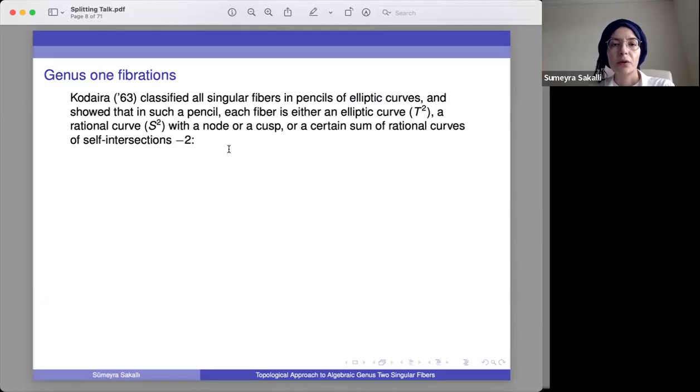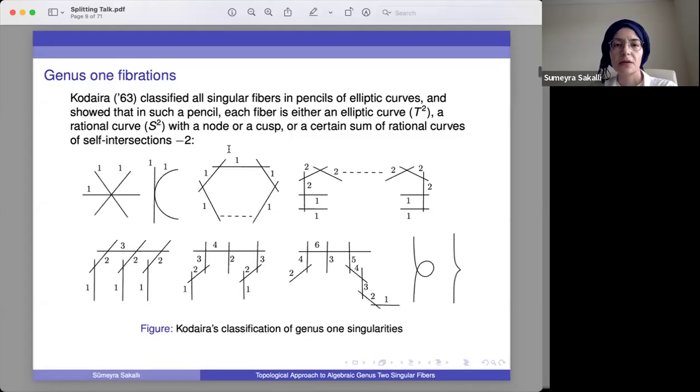A rational curve with a node or cusp on that, or you can also have certain sums of spheres of self-intersections -2. So this is the complete list given by Kodaira. If you have a fibration over a 2-disk, a genus 1 fibration, so the smooth fibers are just tori, he gives us all possible singular fibers that you can have. And this is the complete list.